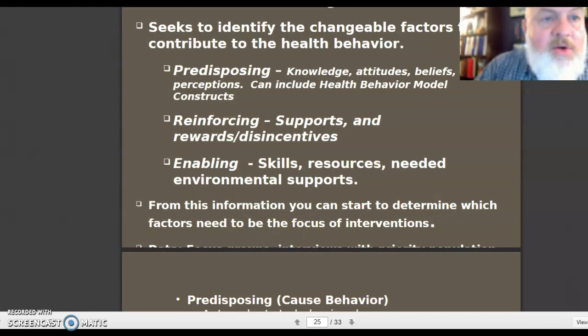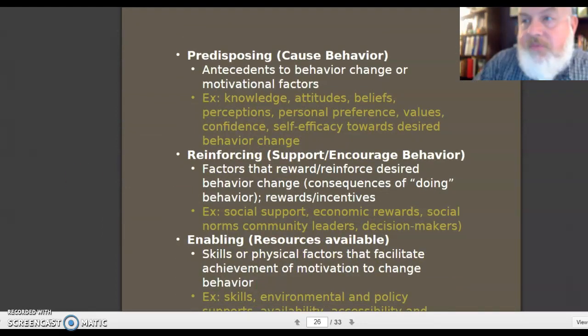Maybe your data is coming from focus groups, maybe from interviews with your priority population. Maybe you're going to interview some of your stakeholders, the people that you feel know a lot about the community. Community members, directors, healthcare administrators, all of these things can come into play. And then you would want to break this down into predisposing, reinforcing, and enabling.